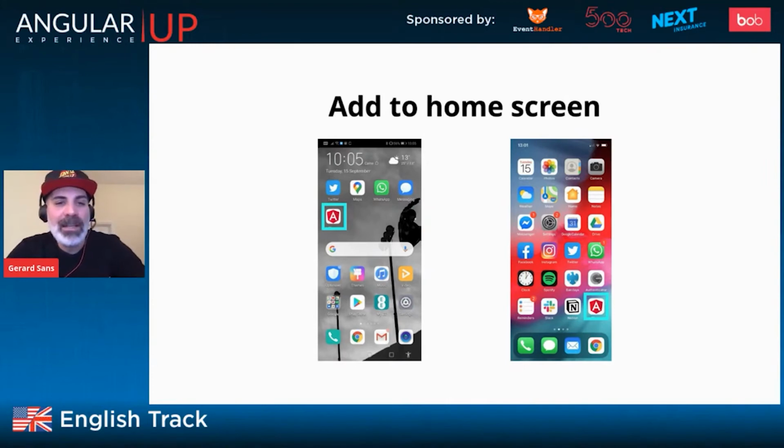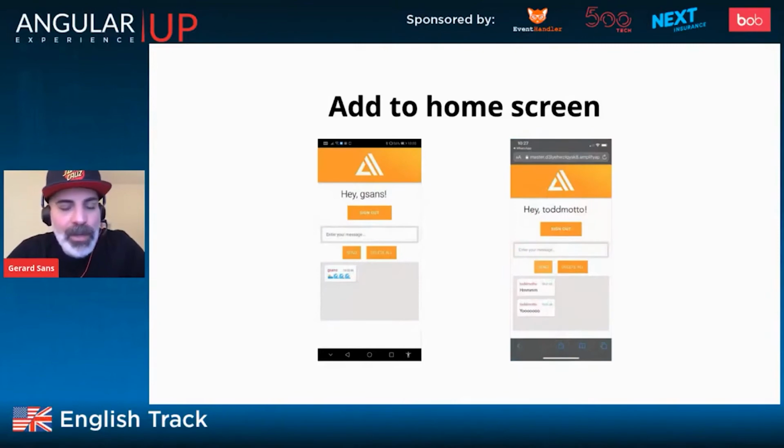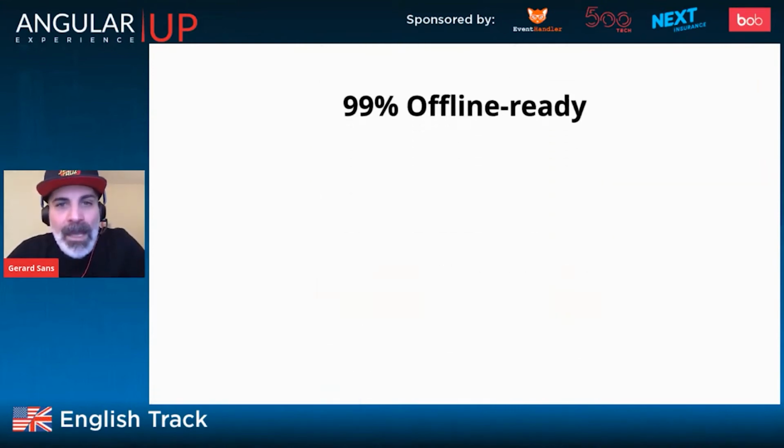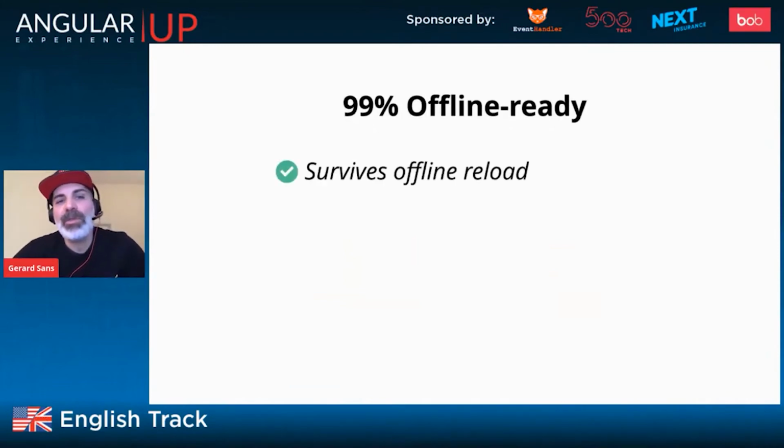They look exactly like a native app, and I'm using an Angular logo. We can see how the app looks. It's looking very similar to our demo, but just a little bit smaller because it's running on a mobile. And we have achieved what I say is 99% offline ready. Let's look at what we have so far.